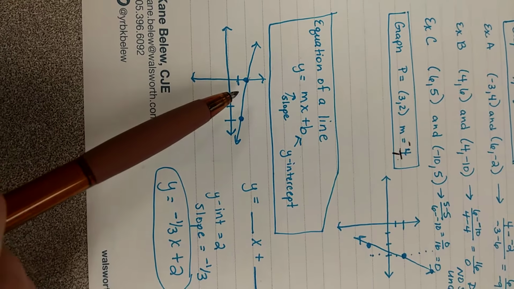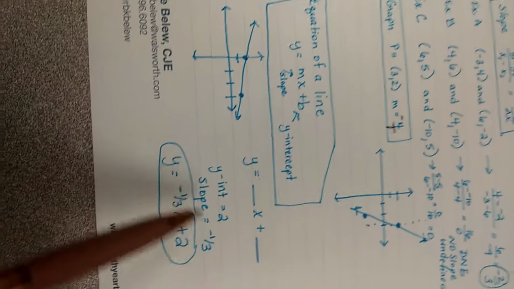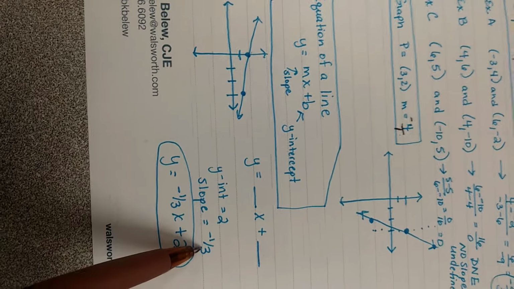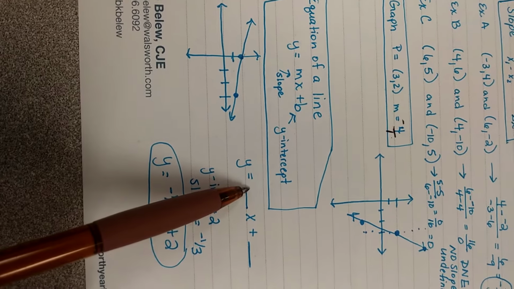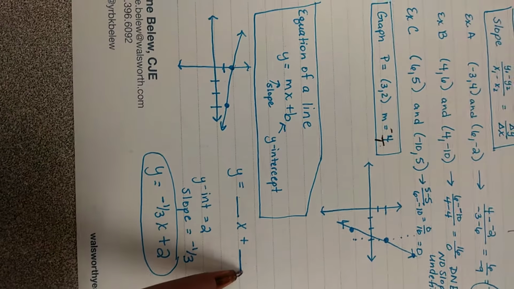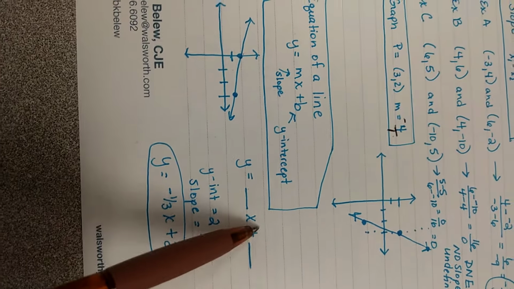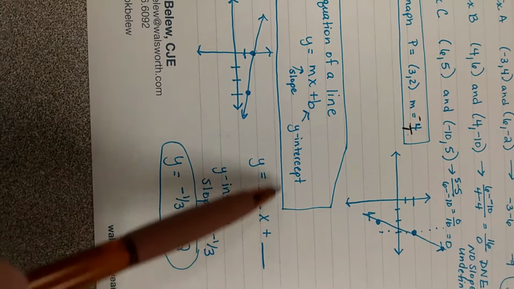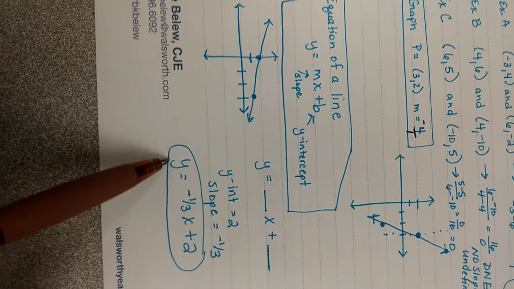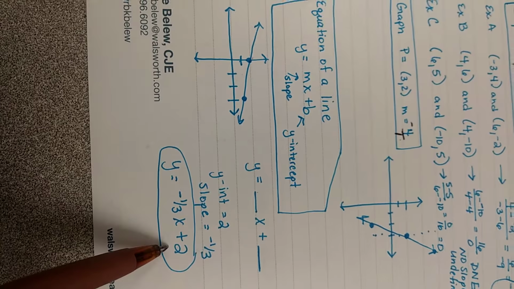Down 1 over 1, 2, 3 means a slope of negative 1/3. So I just stick those two numbers in. Y-intercept goes here by itself. Slope goes here right beside the x. So the slope, the y-intercept, that's it.